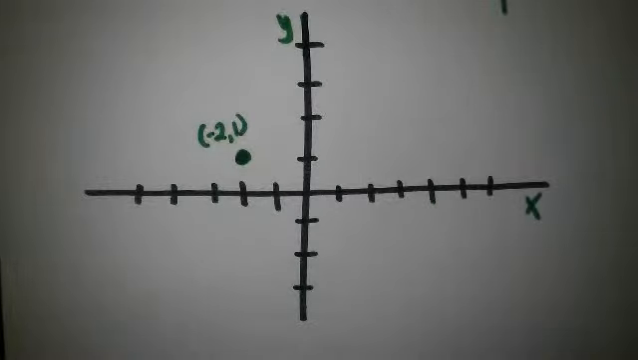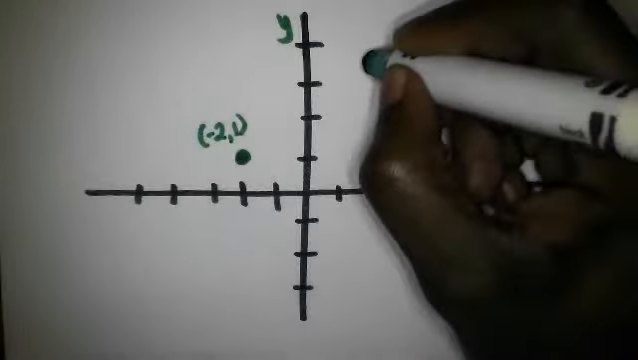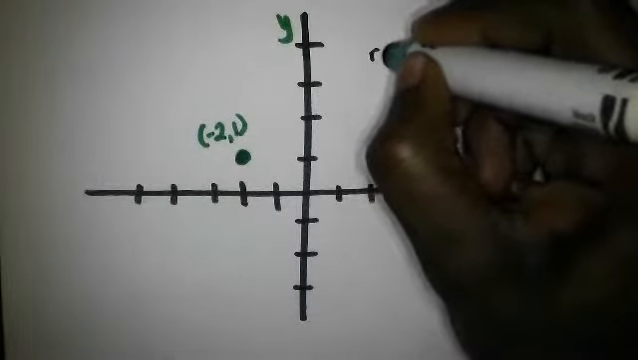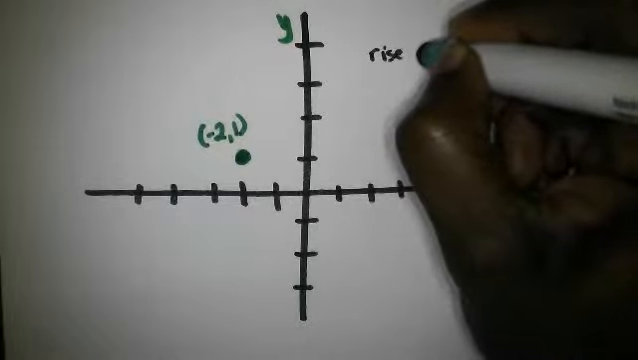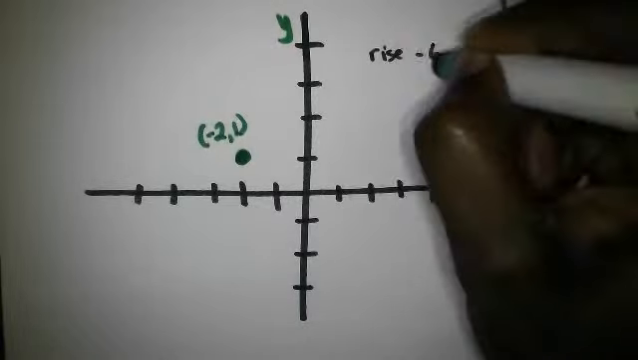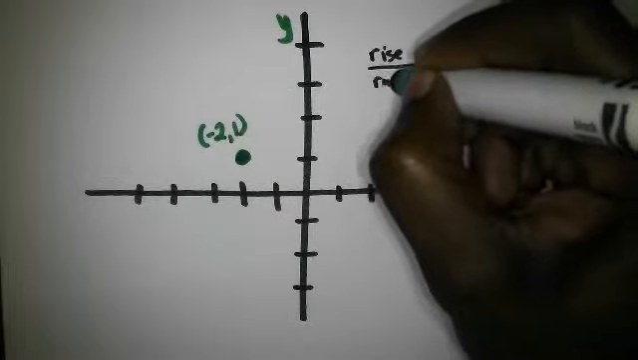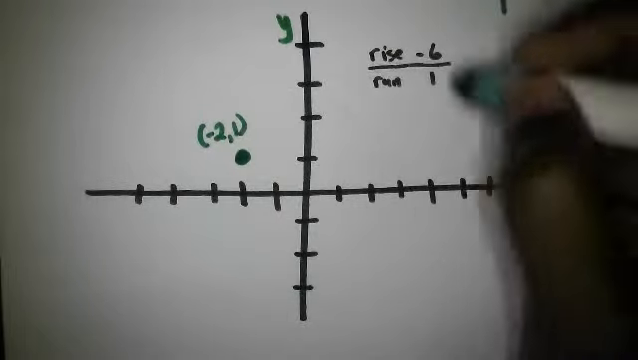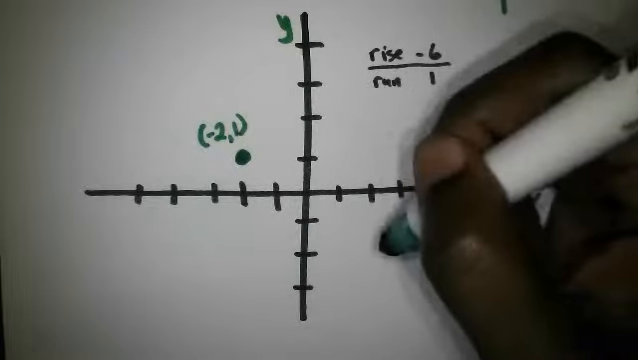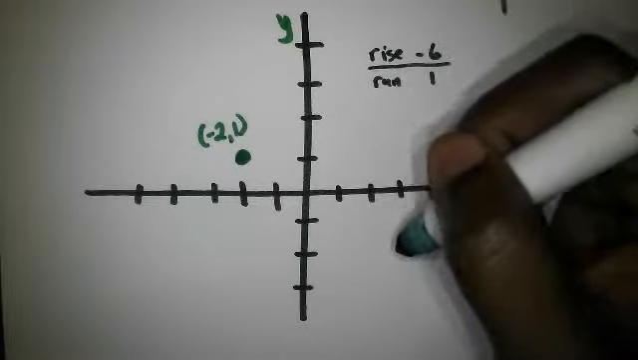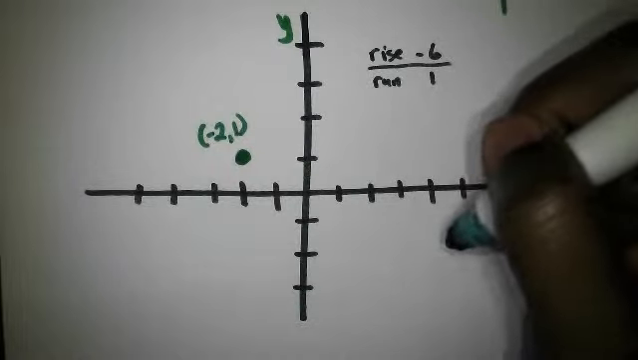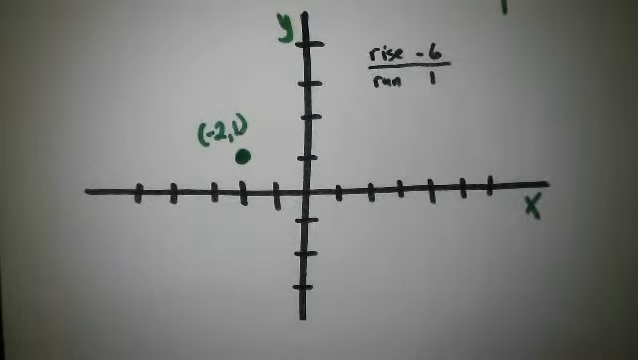Now from the point, we are going to use slope. And I told you before, slope is rise over run. So I'm going to write it here. My rise is going to be -6, and my run is going to be 1. So that means my rise, actually we're going down, so it's going to be going down 6 units, and then we're going to go to the right 1 unit because it's +1. So let's go down 6 units and then go to the right 1.